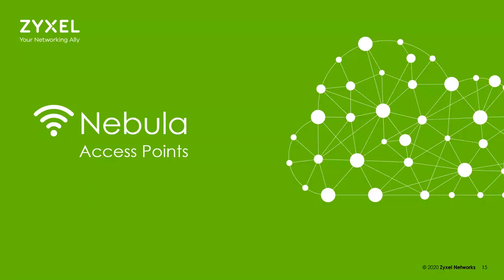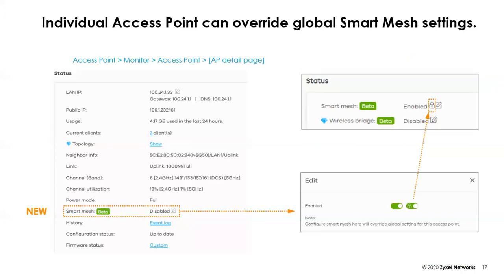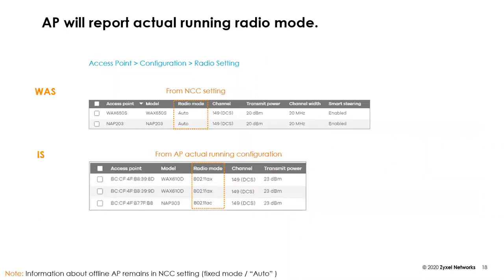We'll go ahead and move on here to access points. We've now given you the ability, if you are using Smart Mesh or if you are not using Smart Mesh, to turn it on and off on a per AP basis. If you've got it off for your site, but you've got a couple APs you do want to mesh, you can just turn it on for just those APs instead of having to turn it on for all APs, or vice versa. We've also changed the view you see in Nebula to actually show you, when you're looking at each of your devices, which radio mode each radio is currently operating on.